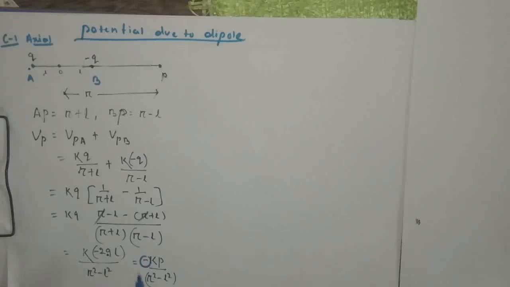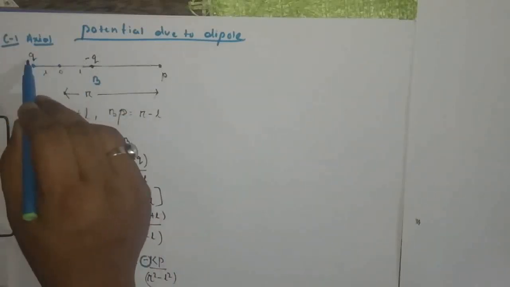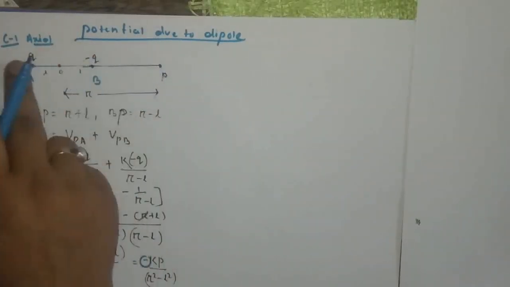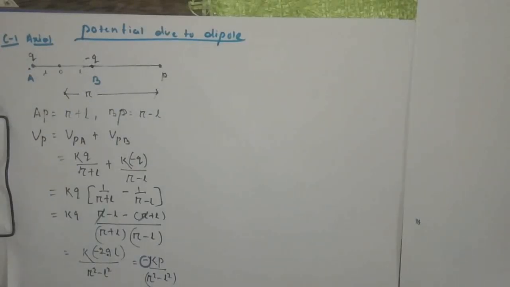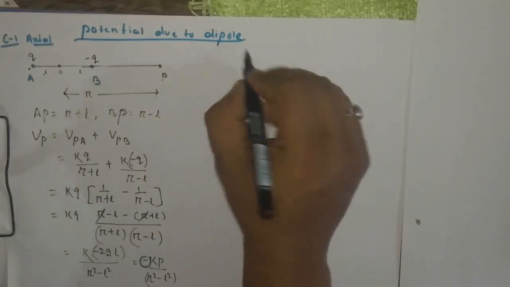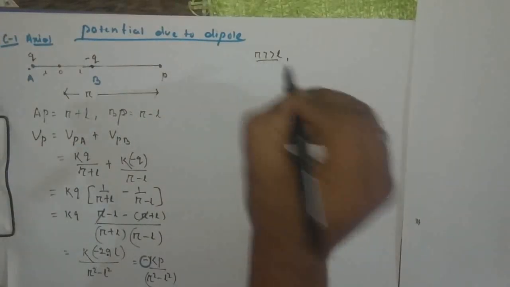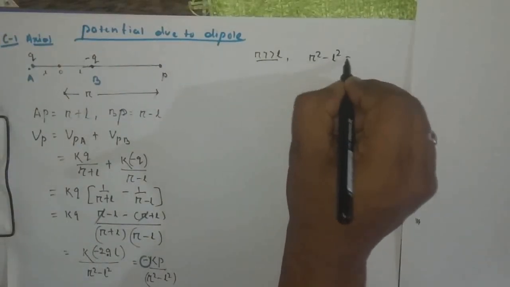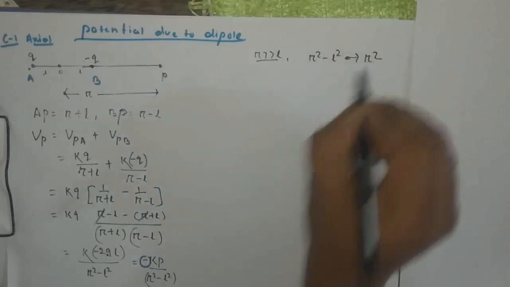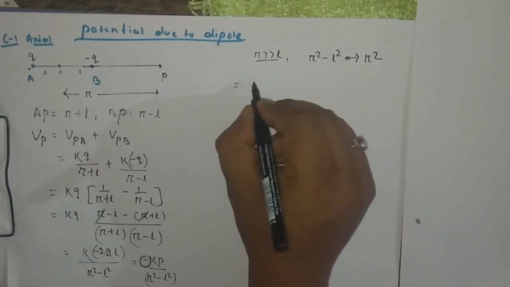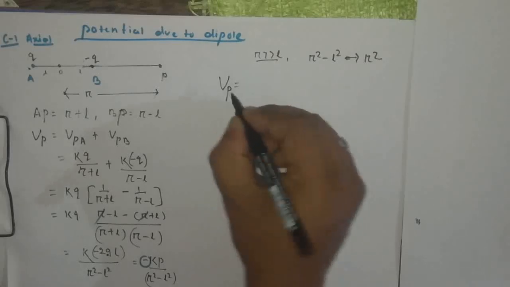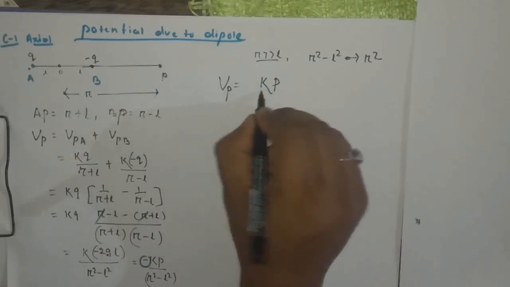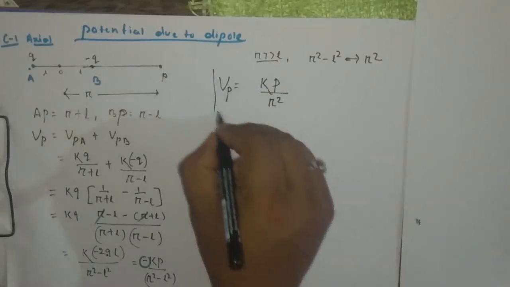That means negative potential is bigger than positive potential. That's why minus. If I would take plus here and minus here, that means positive potential would be bigger than negative potential. As you know, for the ideal case, R is very very large compared to L. R square minus L square tends to R square. So in this case the potential at P will be equal to Kp by R square.